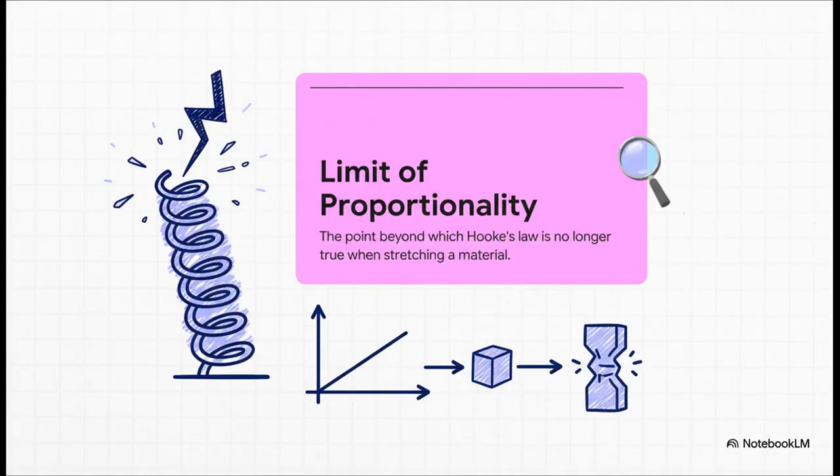And that tipping point we've been talking about? It has a name, the limit of proportionality. It's the exact point on the graph where that lovely, predictable relationship between force and extension just stops. Any more force beyond this point, and the object goes totally off script.